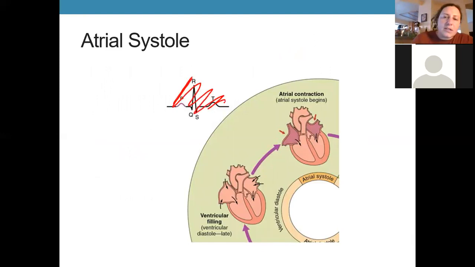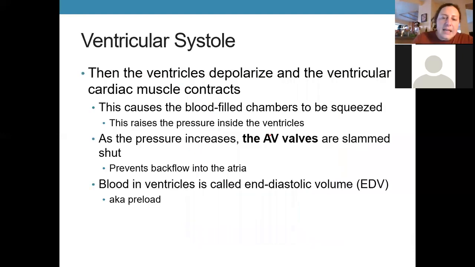Okay, so we start here. SA node fires, spreads, contraction of the atria, aka atrial systole. Then, of course, the AV node is going to finally send that signal down the bundles and up the Purkinje fibers, and that's when we're going to get ventricular contraction and ventricular systole.